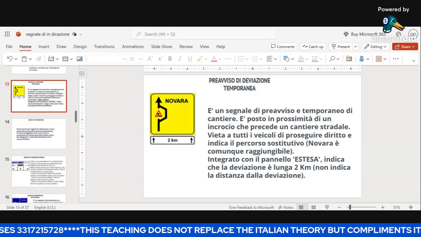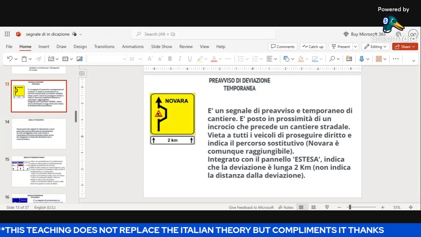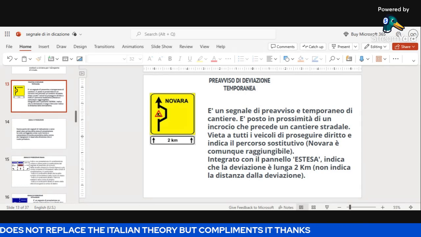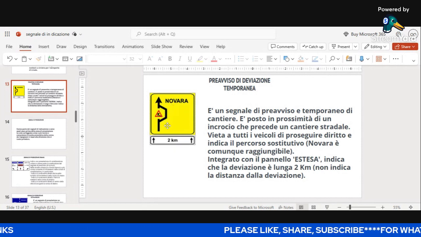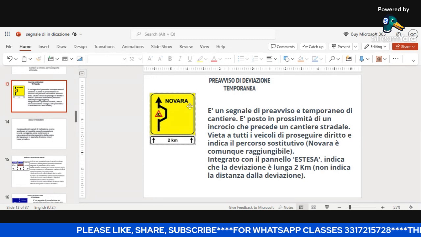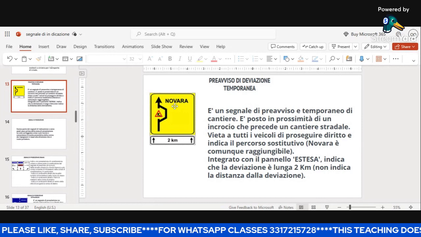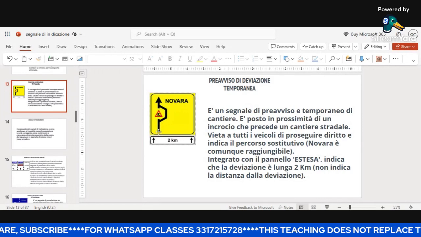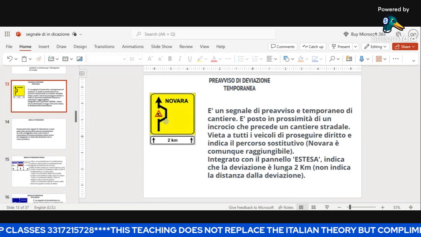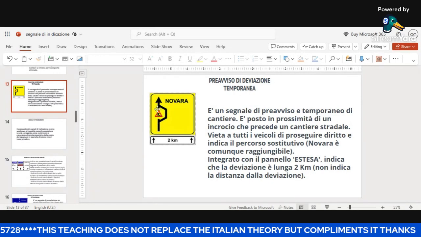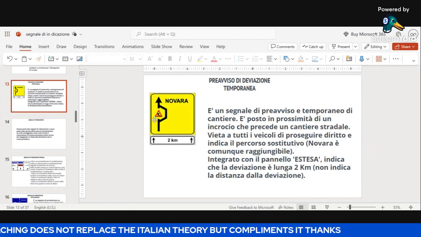Vieta a tutti i veicoli di proseguire diritto e indica il percorso sostitutivo. Novara è comunque raggiungibile. Now, you're heading towards this direction and you're going to Novara. This is Novara. This straight road that takes you to Novara, this time around, due to this road work, you can't go straight up again because there is a work in progress here.